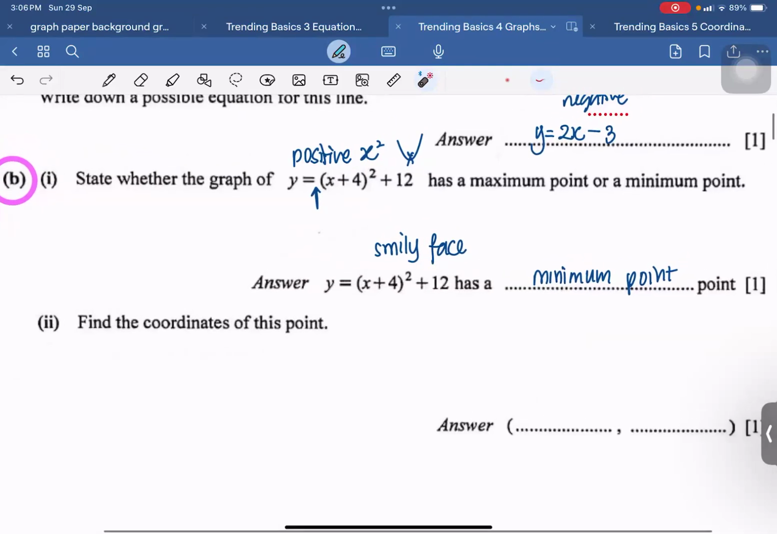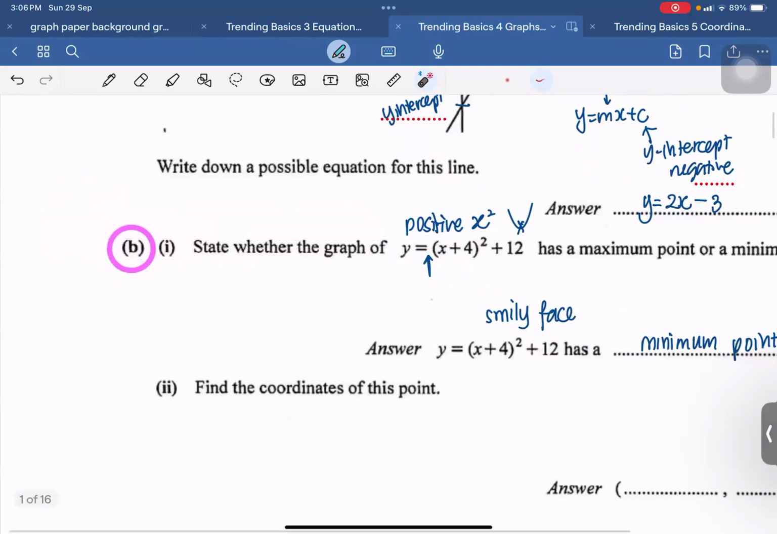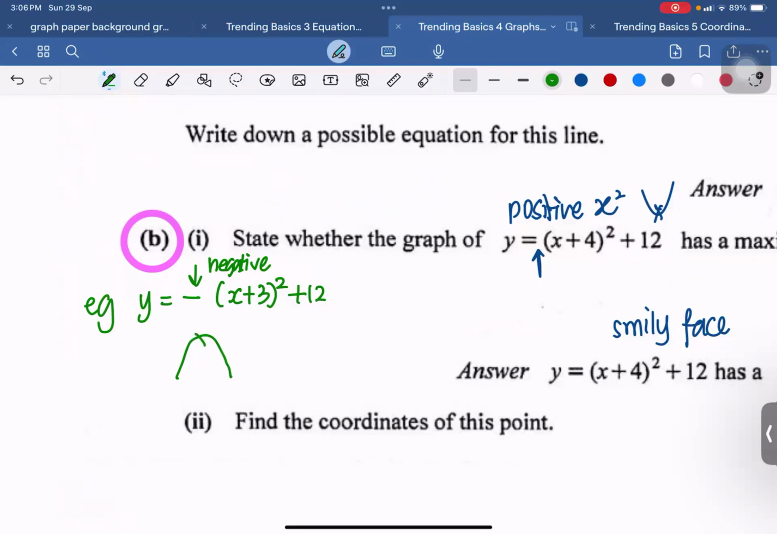Okay, so in this case, this one has a smiley face, so it's a minimum point. Then when do we have a maximum point in a completed square form? Okay, so if we look at other examples, for example, my equation is y equals to negative, a negative sign outside the bracket, x plus 3 square, maybe plus 12. So in this case, this will have a sad face, so this is negative, then you will have a sad face, then it will be a maximum point.